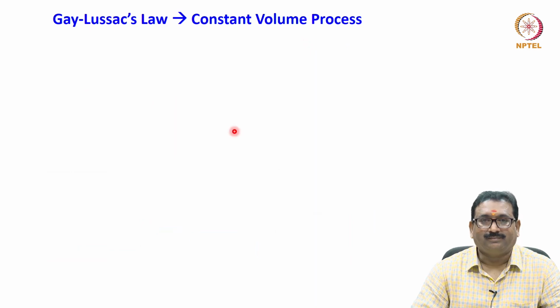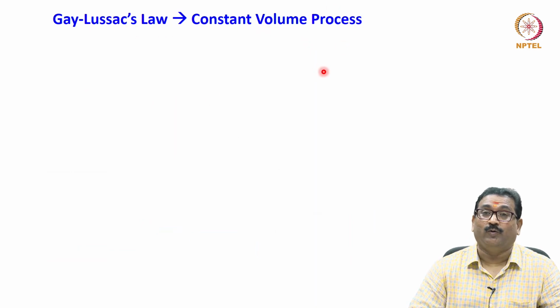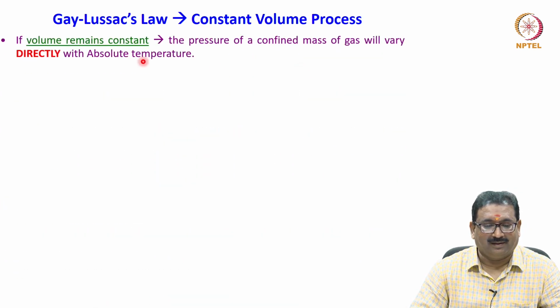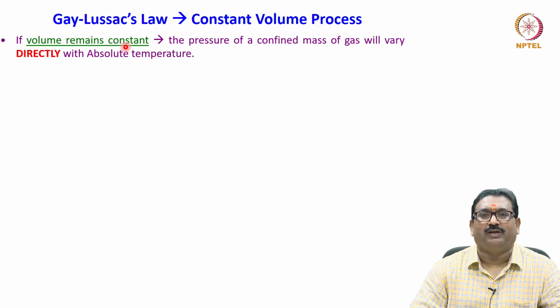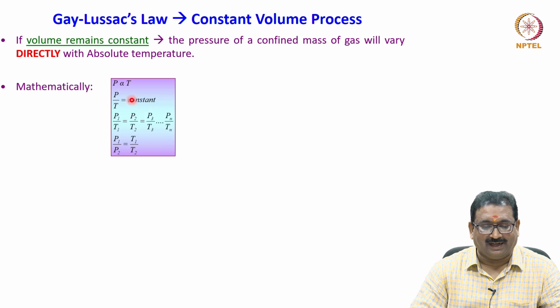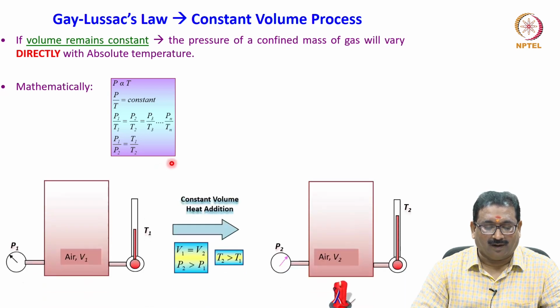Correct? Gay-Lussac's law, the constant volume process, friends. Volume remains constant, then what happens to P and T? If volume remains constant, the pressure of a confined mass of gas will vary directly with the absolute temperature. Mathematically, P is proportional to T, or P by T equal to constant, or P1 by P2 equal to T1 by T2.